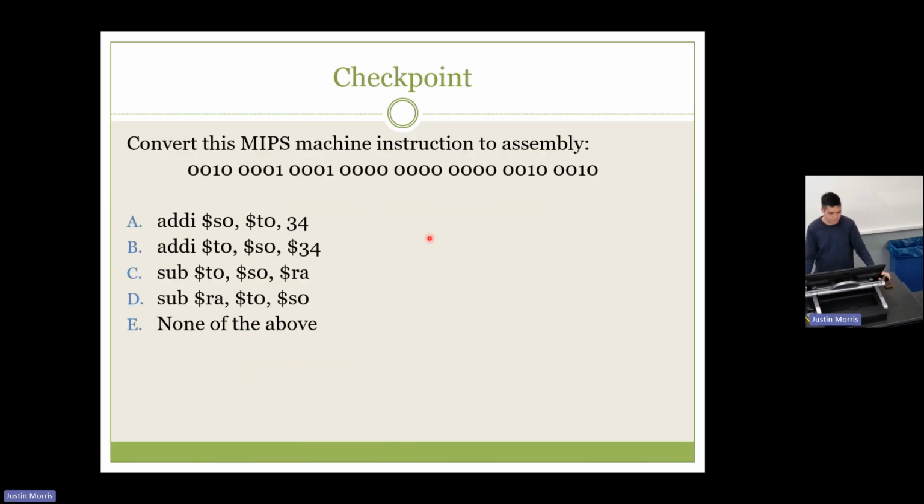Alright, so this is your first checkpoint. We just want to make sure that we are able to convert all of these from binary to the MIPS instruction or vice versa. This is in your homework and this will for sure show up on your exam. And your code for today is 544.